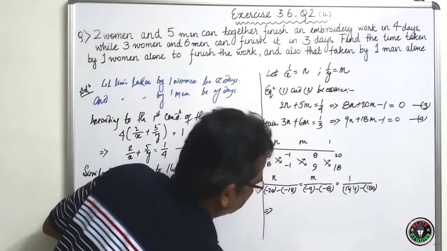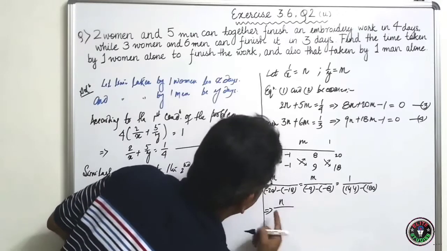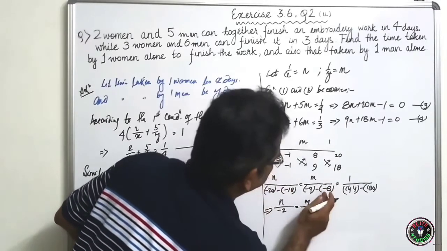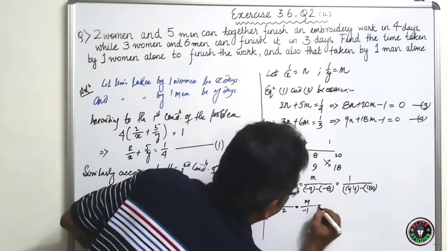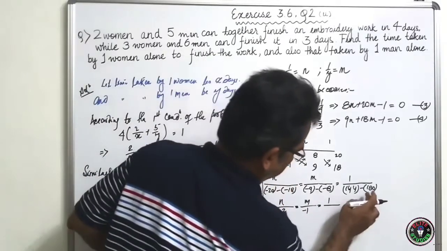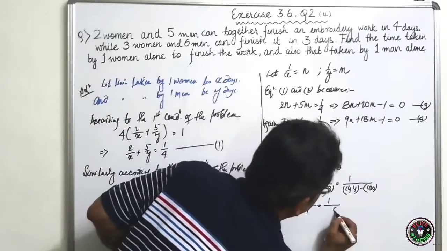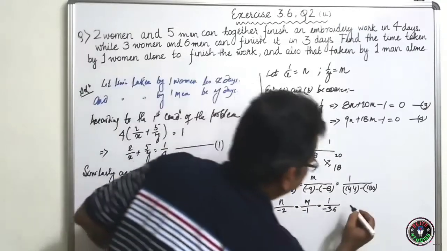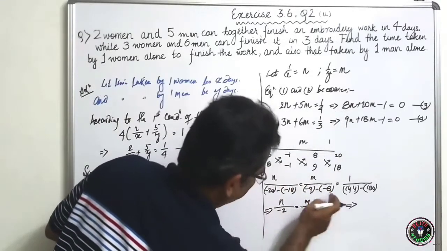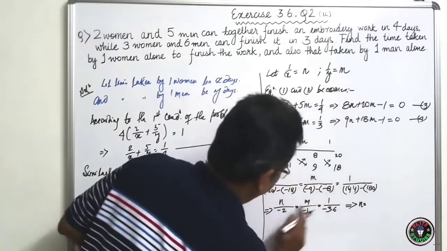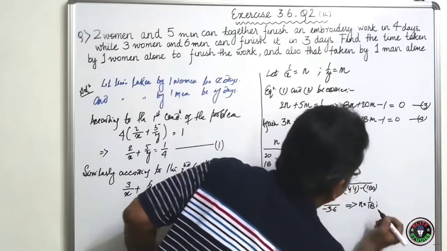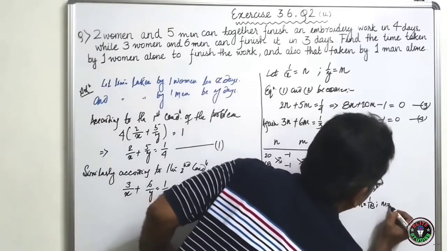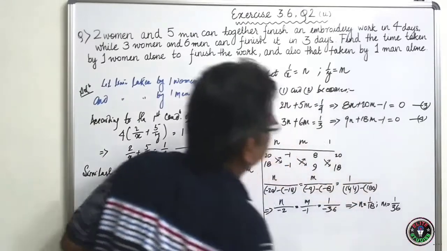So it implies n by what? n by minus 20 plus 18 is equal to m by minus 8 minus 9... is equal to 1 by 6 into 8... minus 36. Clear? So here what we got? Here we got n is equal to minus 2 by minus 36. So n is equal to 1 by 18, and m will be equal to 1 by 36.